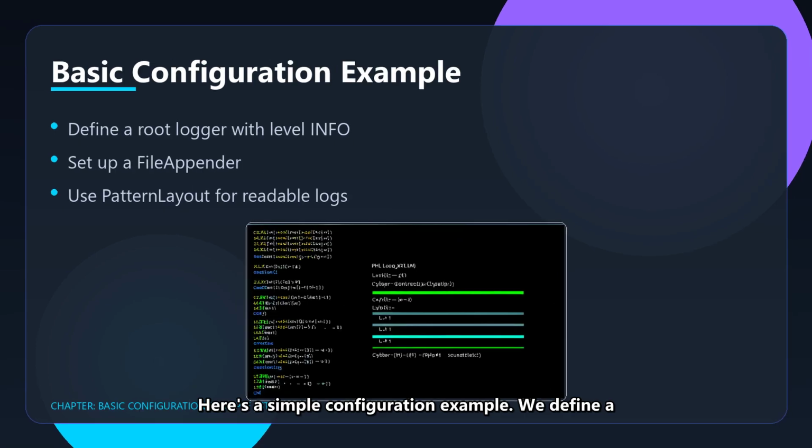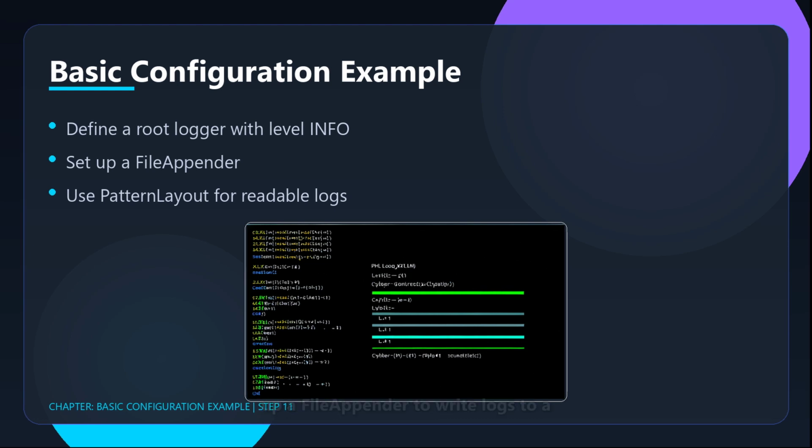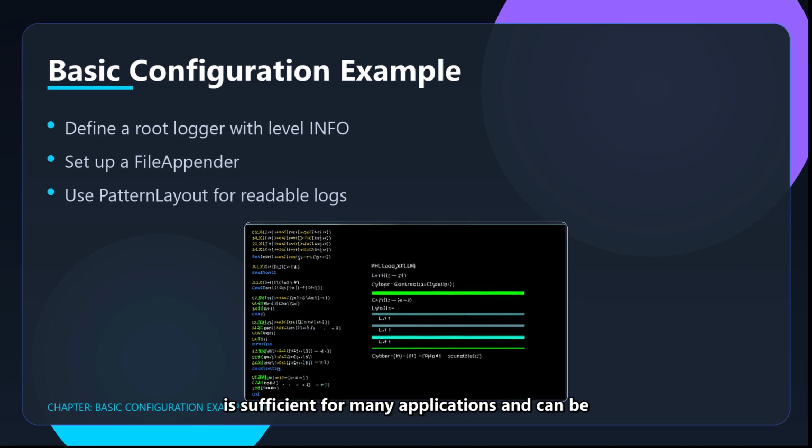Here's a simple configuration example. We define a root logger with info level. Then, we set up a file appender to write logs to a file. We use pattern layout to format the log messages in a readable way. This basic setup is sufficient for many applications and can be expanded as needed.